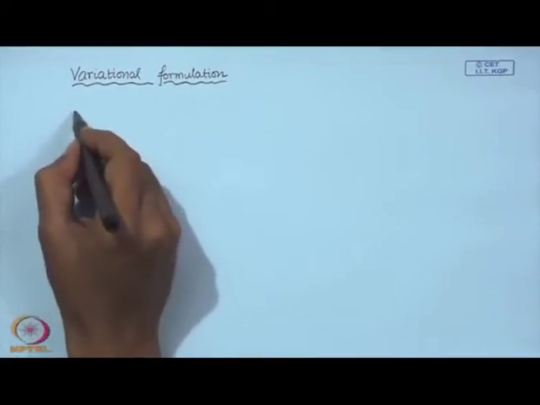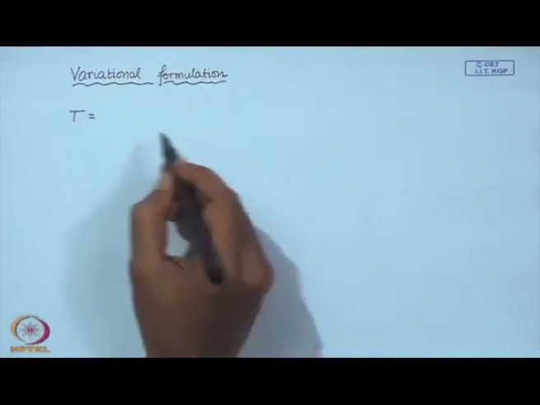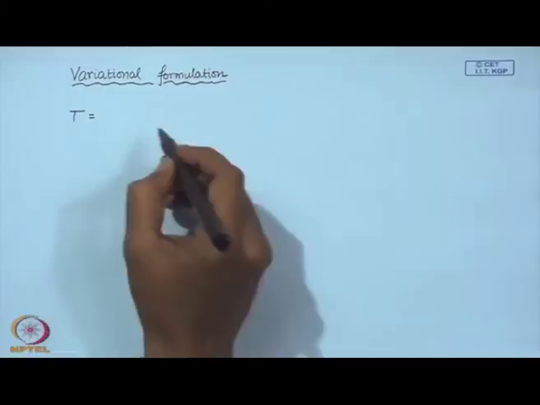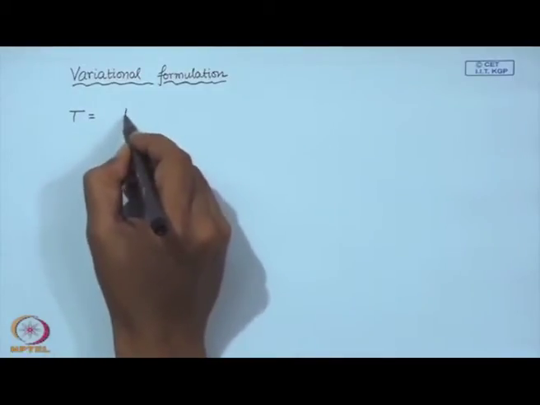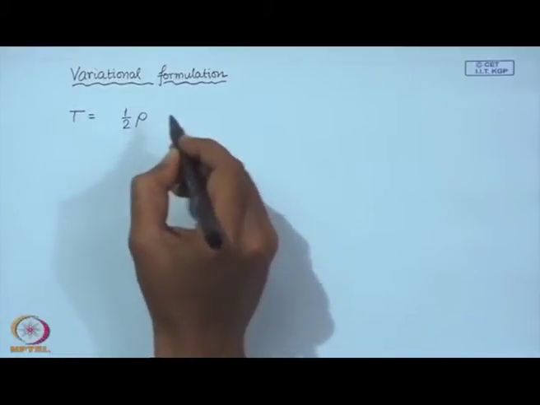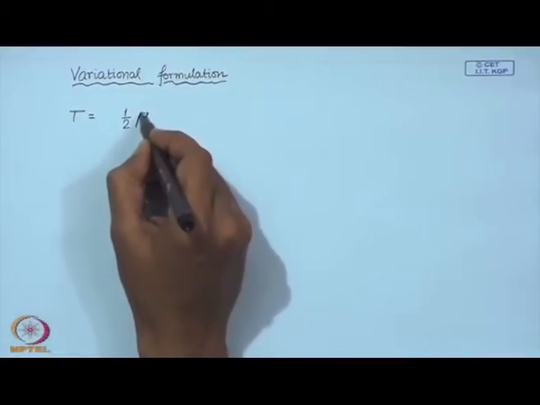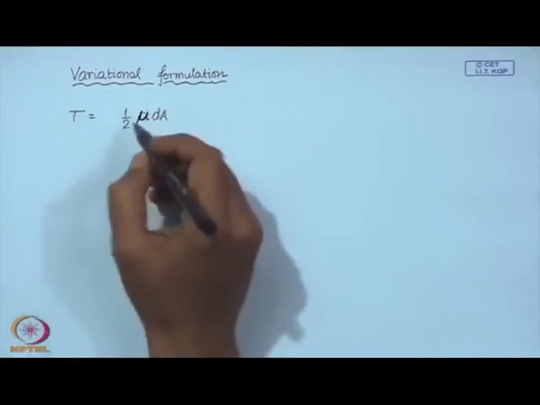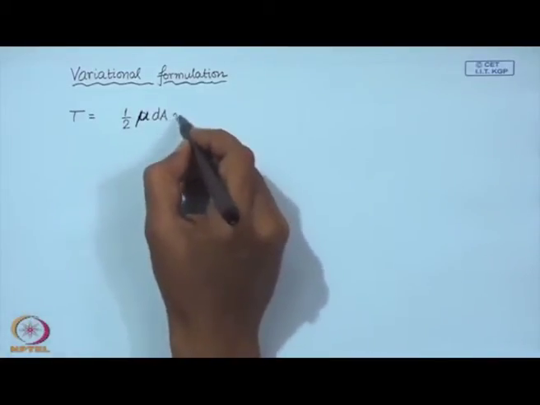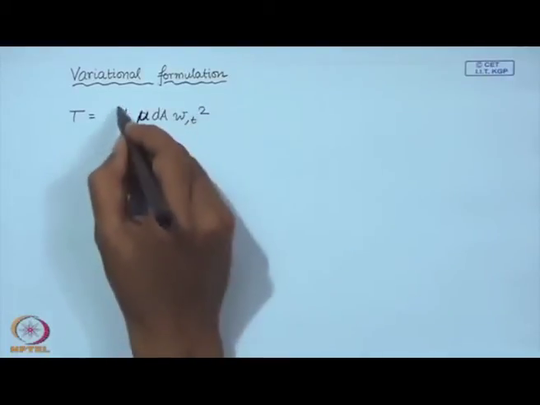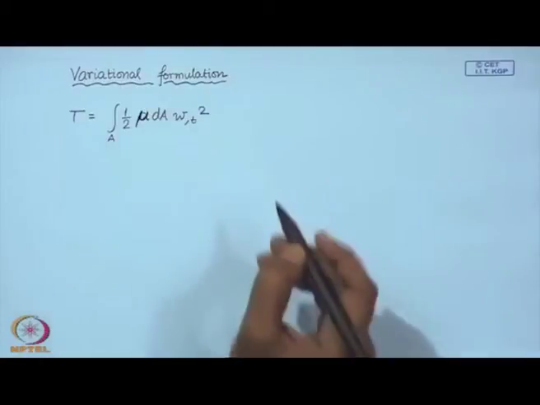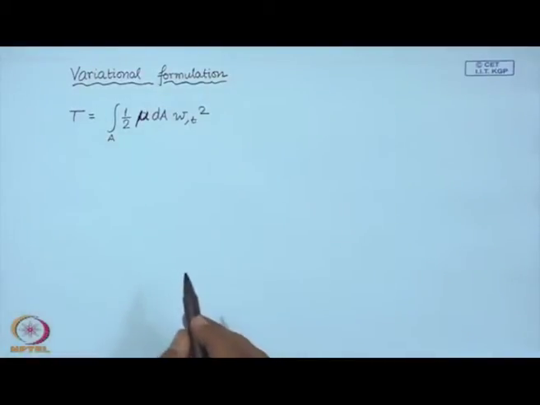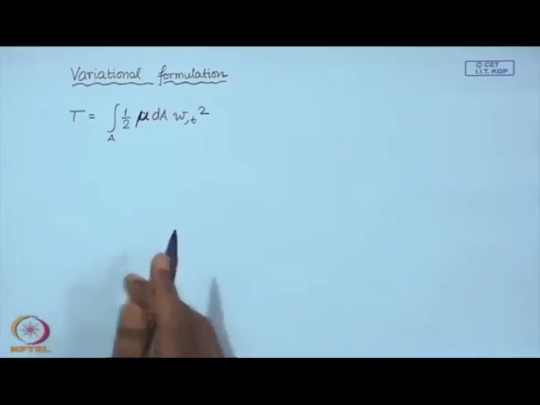Now, to begin with, we write down the kinetic energy expression of a membrane. So, if W is our field variable, then half, we have considered mu as the mass per unit area. So, mu times dA is the mass of a little element of the membrane. So, half mass times velocity square, and when we integrate over the area of the membrane, we are going to get the total kinetic energy of the membrane.